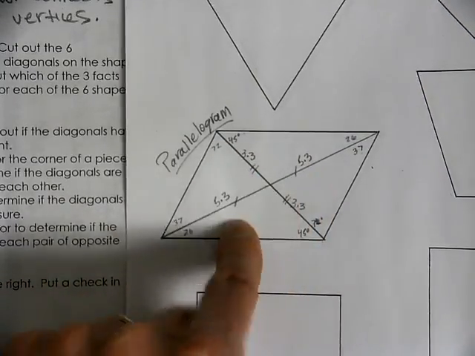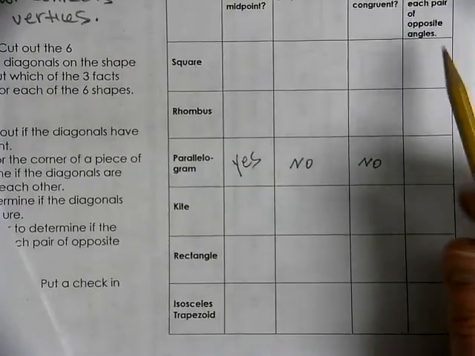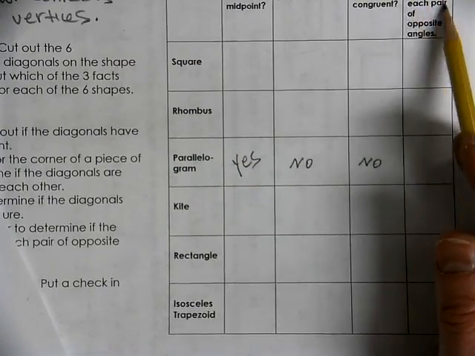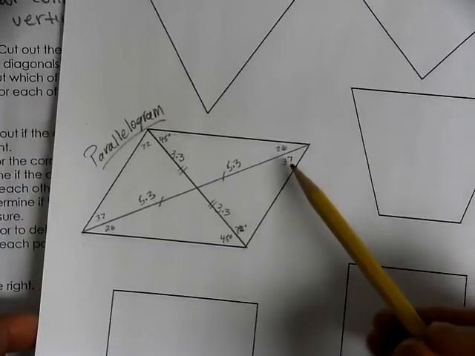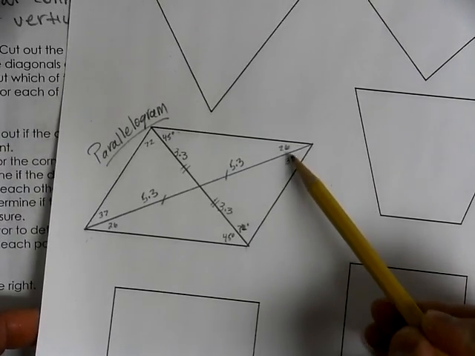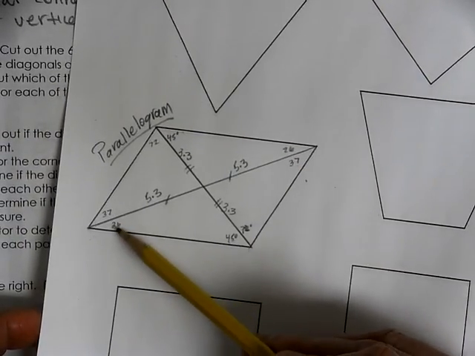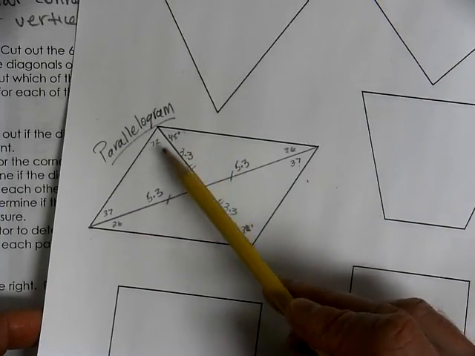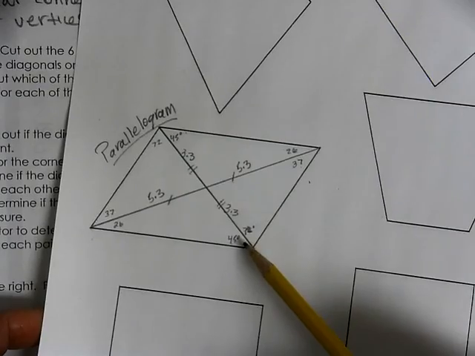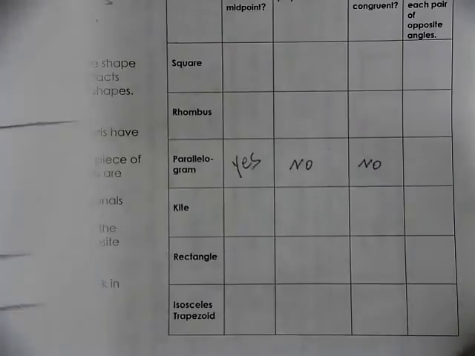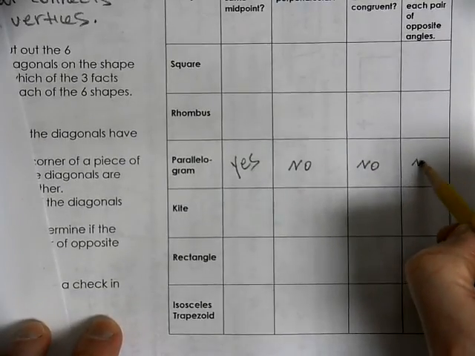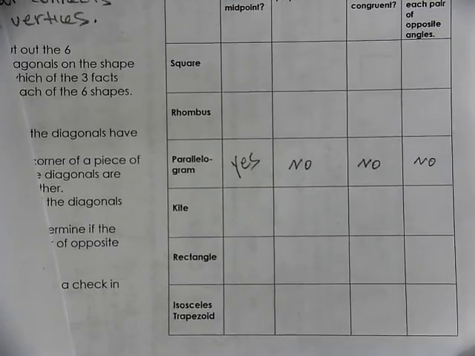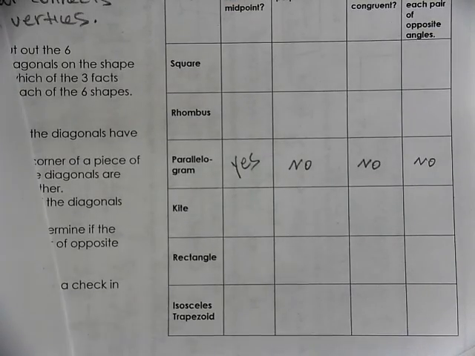They were cut in half. Diagonals bisect opposite angles. The opposite angles were not cut in half. 26 and 37, not the same. 72, 45, not the same. So in terms of the diagonals, that's what happens in a parallelogram.